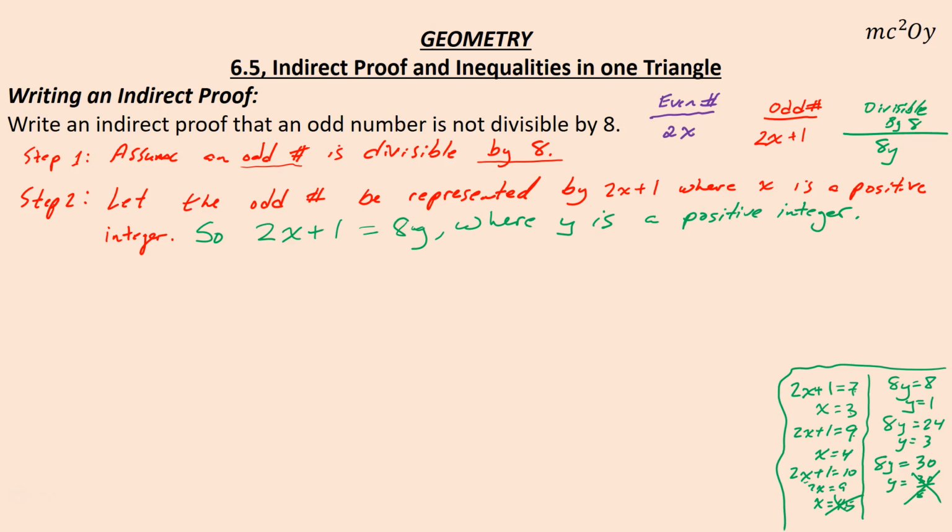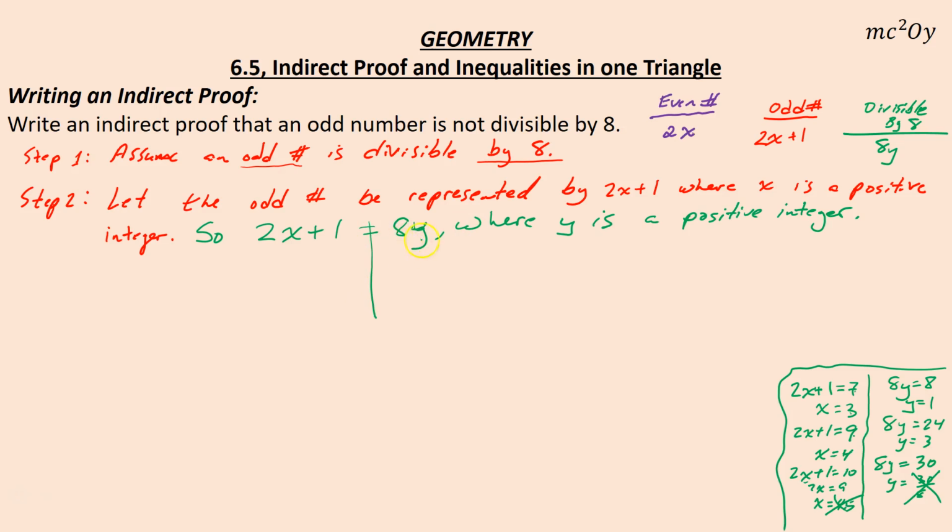So if that's the case, I should be able to solve for y, or solve for x, either one, and get a whole number value out. So if I get y by itself on one side or x by itself on one side, I should have a whole number value. Okay? So let's solve. 2x plus 1 equals 8y. I could have just done that right there. Let's just do it from right here.